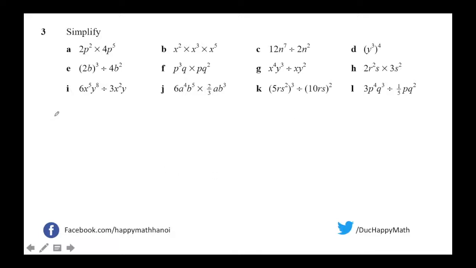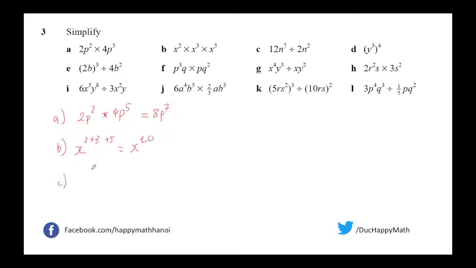So question A. If you have a constant number times a constant number, 2p squared times 4p power to 5, I take the constant numbers and multiply them first: 2 times 4 is 8, and p will be power to 7. How about B? You have x squared, x cubed and x to the 5. It means you add the power numbers all together, so x is power to 10.